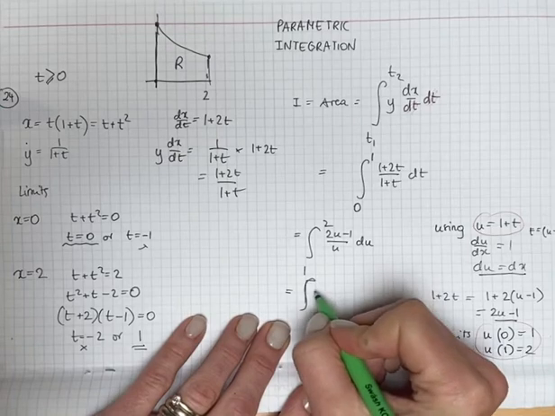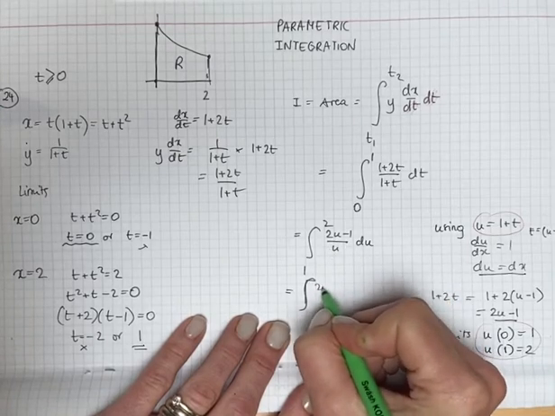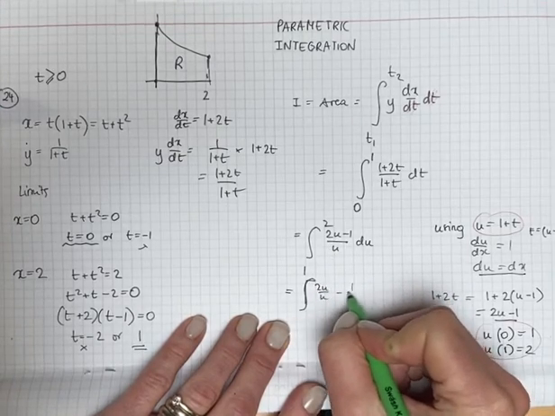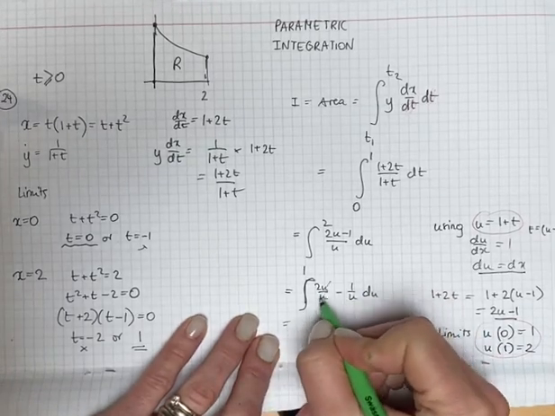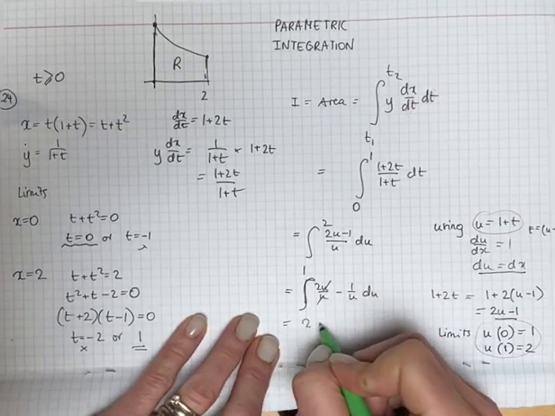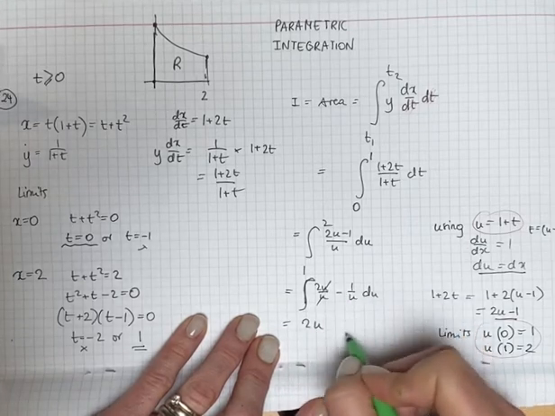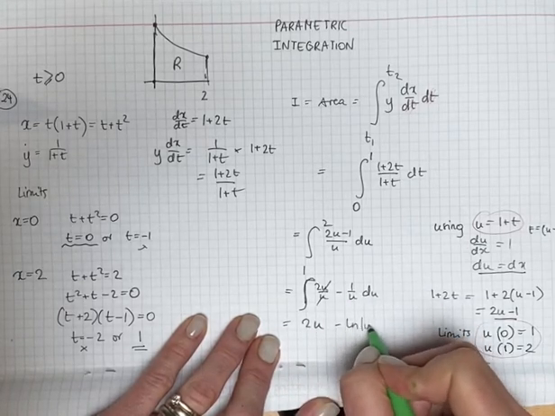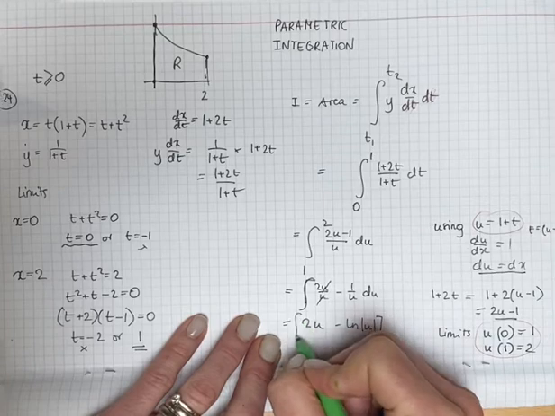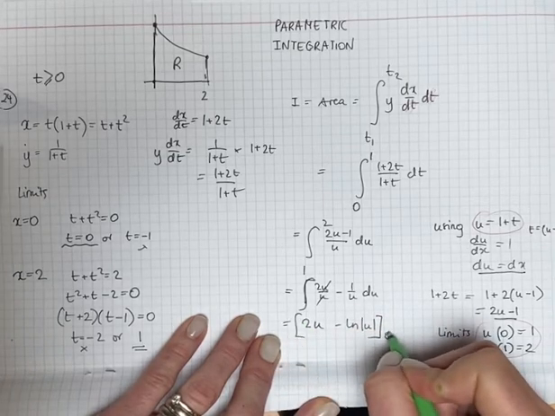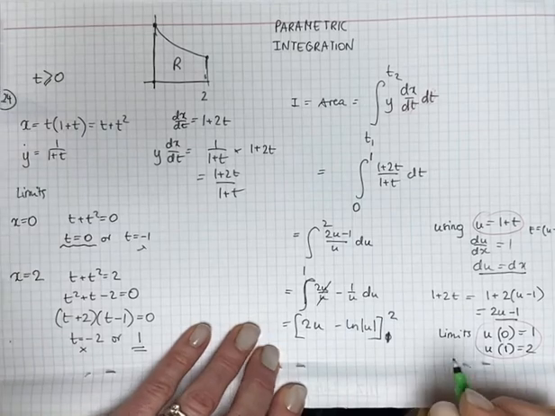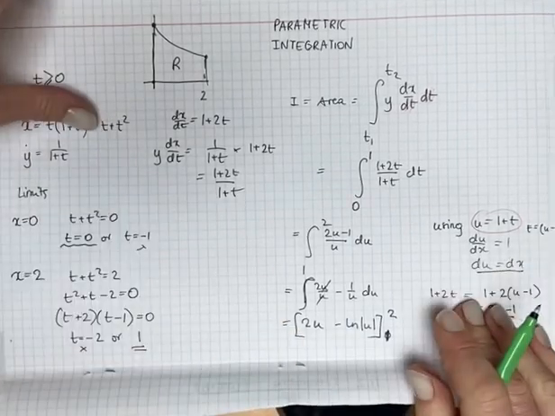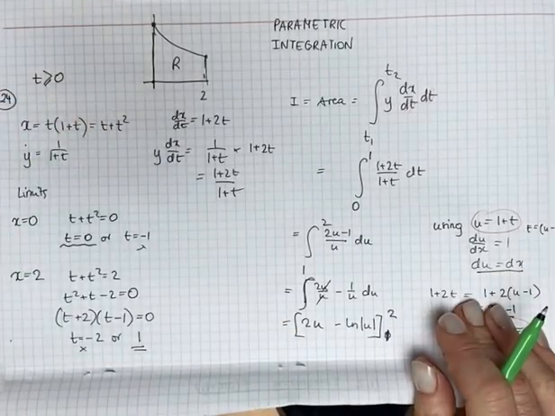Let's separate this, so it's 2u over u minus 1 over u. So that gives me 2, which integrates to 2u, and that gives me ln of u. Putting the limits of 1 and 2, these are the new limits. Let me just do it on the next piece of paper.